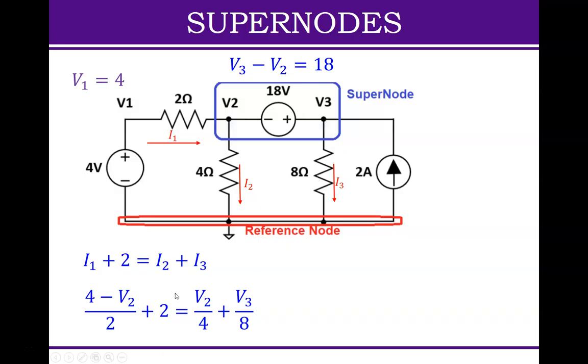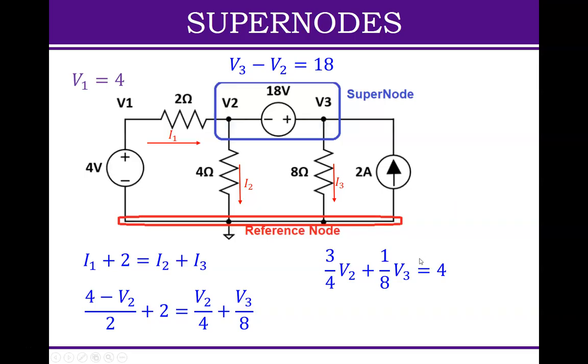Now we can rearrange this expression and write everything in terms of V2 and V3 on the left hand side and all the constants on the right. So if you do a simple algebraic manipulation of this expression, you end up with 3/4 of V2 plus 1/8 of V3 is equal to 4. Okay. Now we have two expressions. We have one expression right here, which came directly from looking at the voltage across that supernode. So V3 minus V2 is 18, and we see that 3/4 of V2 added with 1/8 of V3 is equal to 4. So two equations, two unknowns.